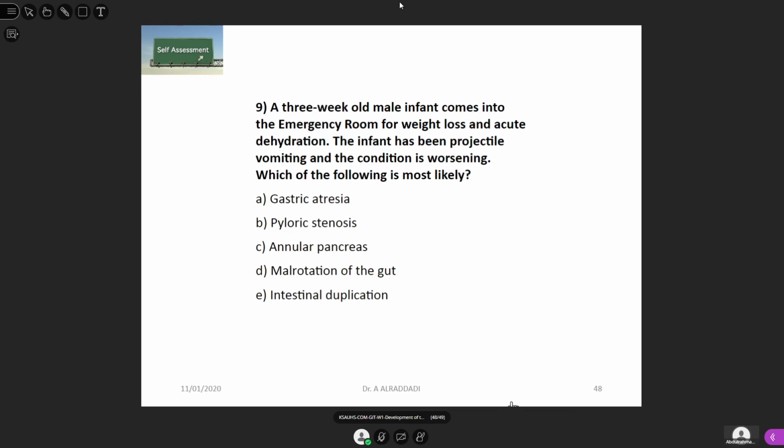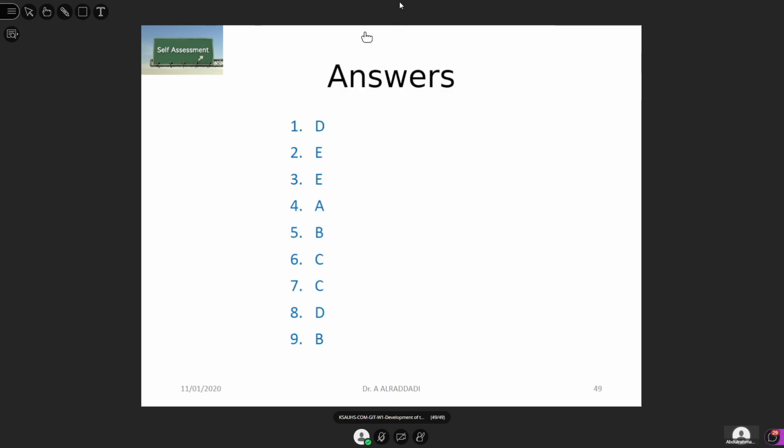The last question, I expect. A 3-week-old male infant comes into the emergency room for weight loss and acute dehydration. The infant has been projectile vomiting and the condition is worsening. Which of the following is most likely? It will be B, pyloric stenosis. And this is the answer.